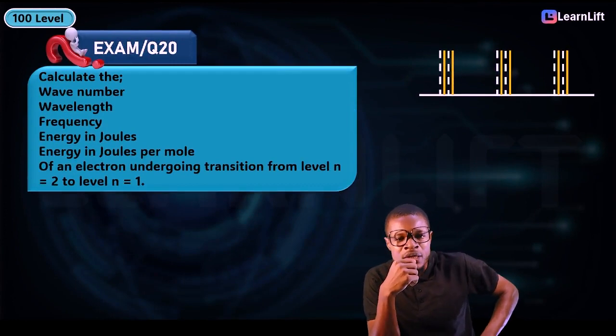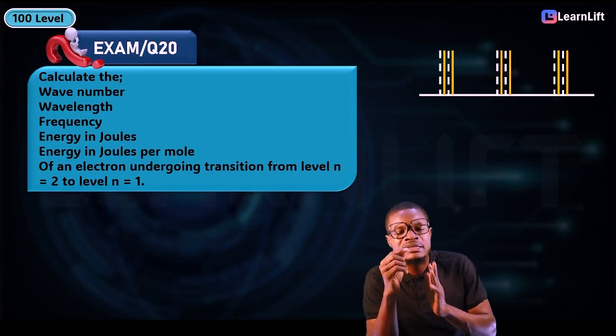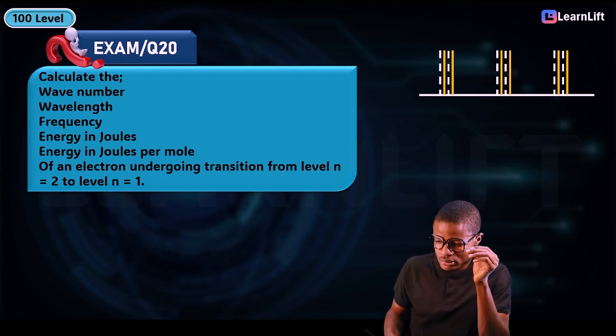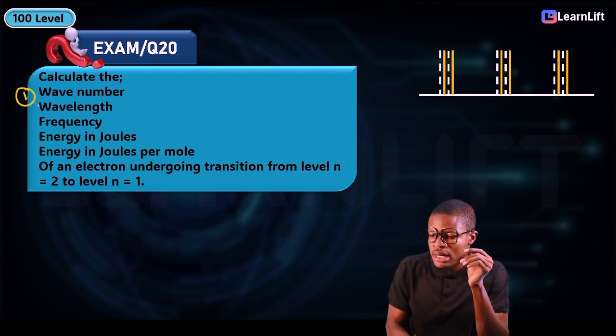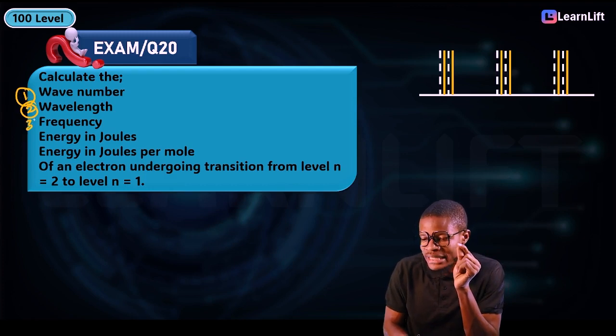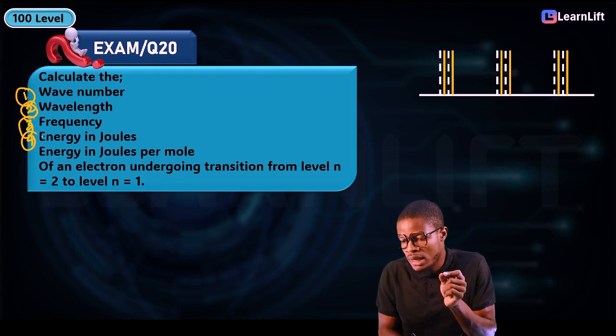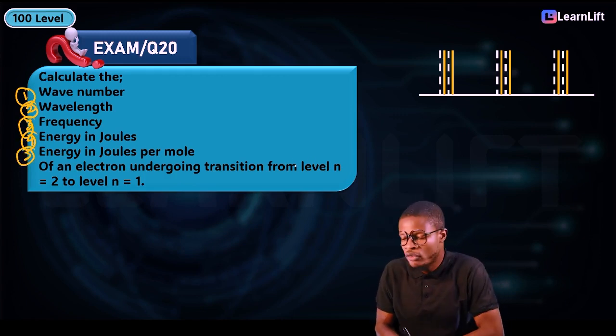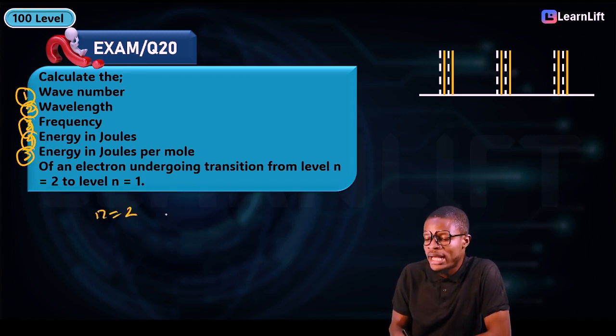Now look at question number 20, which is the last question. Hooray, let's go. In our question 20, the question says, calculate: number 1, the wave number; number 2, the wavelength; number 3, the frequency; number 4, the energy in joules; and number 5, the energy in joules per mole of an electron undergoing transition from n is equal to 2 to n is equal to 1.